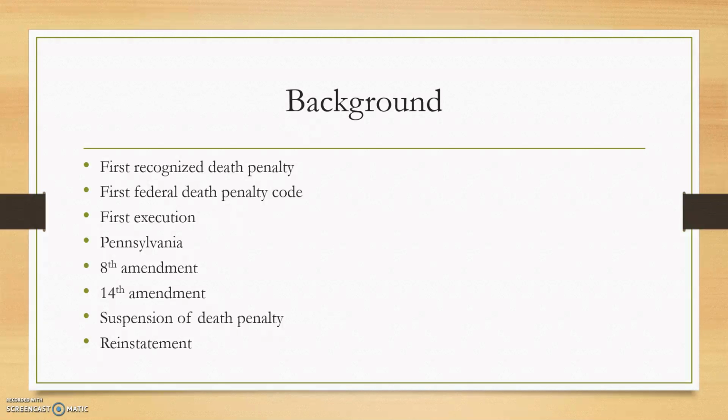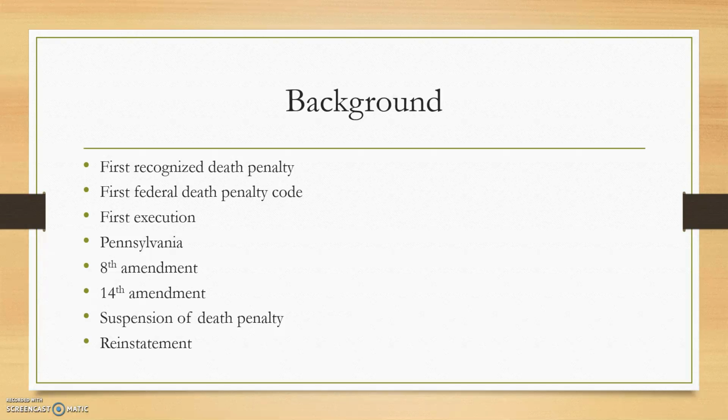Now to start with my background, the first recognized death penalty laws were found in the Code of King Hammurabi of Babylon. They dated back to the 18th century BC. The Hammurabi Code prescribed the death penalty for over 20 different offenses.